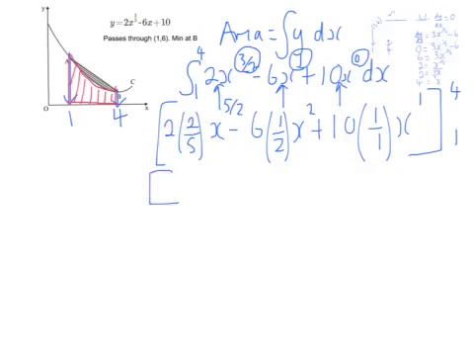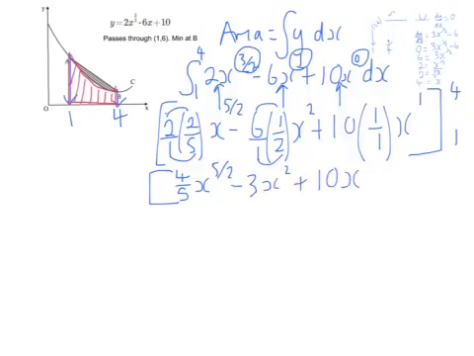We're going to get 2 over 1, 2 times 2 is 4, and 1 times 5 is 5. So we're going to get 4/5 x to the 5 over 2, then 6 over 2, so 6 times 1 is 6, 1 times 2 is 2. So we're going to get 3, minus 3x squared plus 10x to the 1, and that is going between 4 and 1. Okay, let's feed our numbers in.